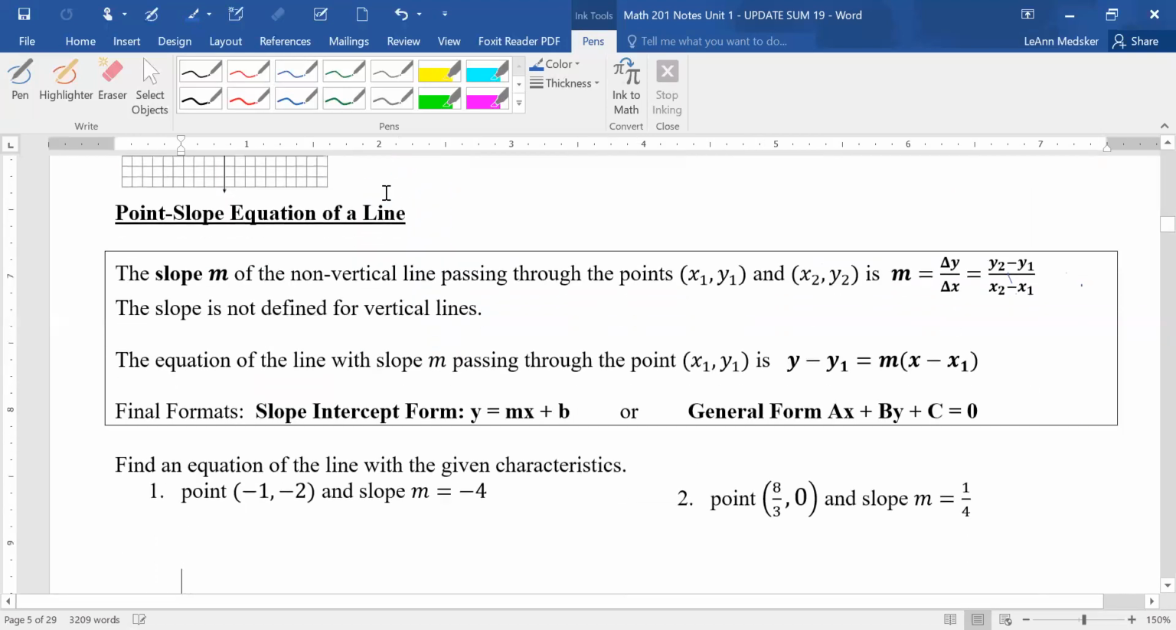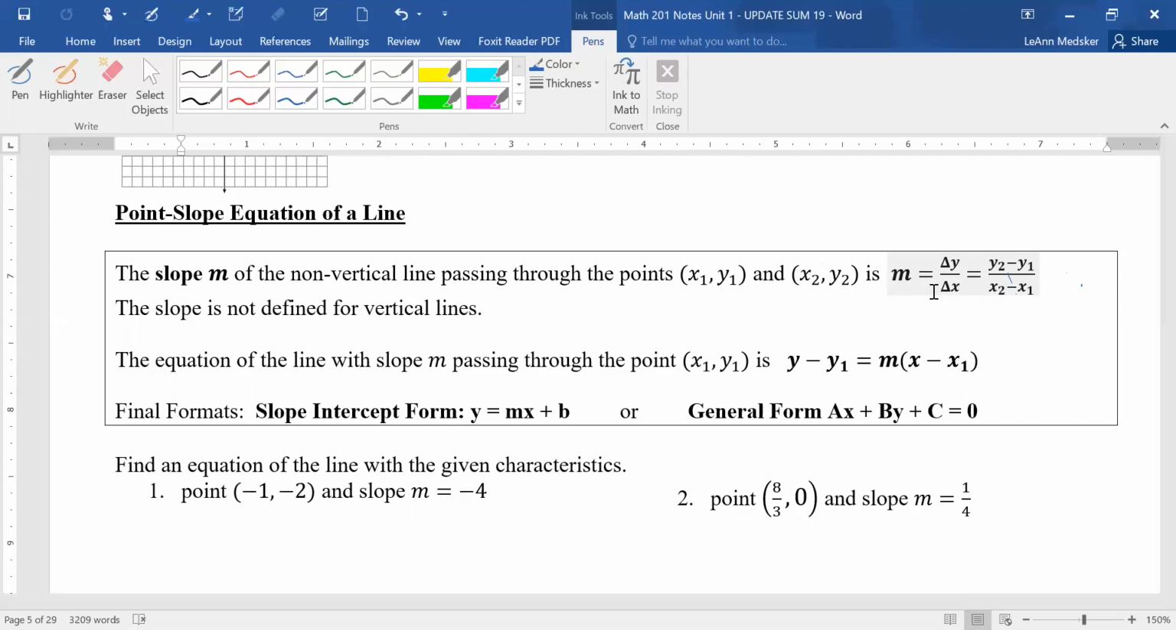Okay, the next piece of this is point slope equation of a line. So the slope m, if you don't have a picture where you can count the slope, then you would want to find it by using a formula. So you'd need two ordered pairs, and we call them x1, y1, x2, y2, just to name which one's which. And then the slope is found by change in y over change in x. That's what those little triangles right there mean. So y2 minus y1 over x2 minus x1.